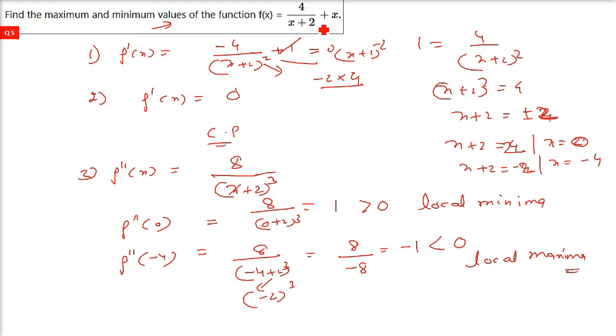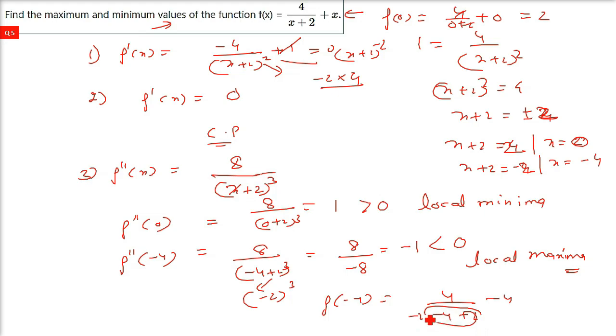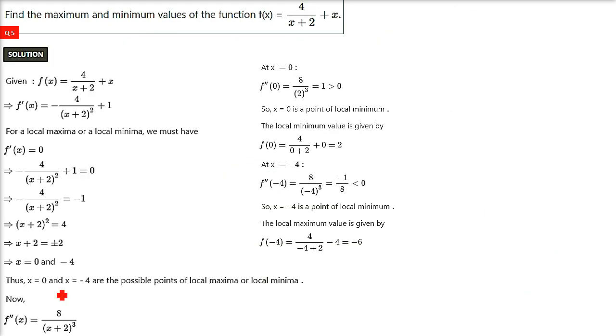Okay. Now this 0 and negative 4 has to be placed in the original equation, in order to find out the value of the function at these critical points. When you place 0, it's going to be 2. So you can say f(0) is equal to 2. And when we place negative 4, it will be 4 by negative 4 plus 2, minus 4. So this is negative 2 and this gets cancelled, 2, 2. So negative 2 minus 4.